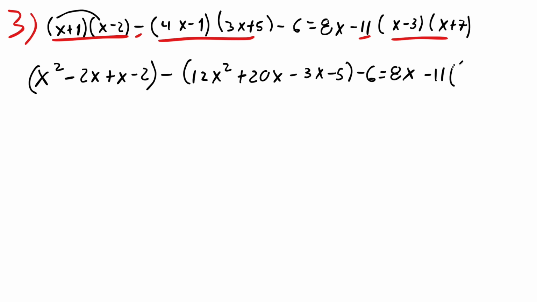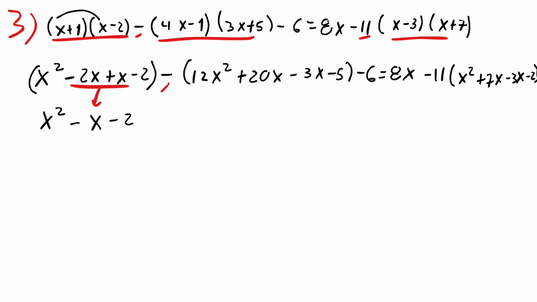But remember, another parenthesis. X to the power of 2 plus 7x minus 3x minus 21. You know why, right? Because x times x, x to the power of 2, x times 7, 7x, minus 3 times x, minus 3x, minus 3 times 7, minus 21. Perfect. Now we start to solve. X to the power of 2 minus x minus 2, right? Since minus 2x plus x would be minus x. Remember, this sign distributes the rest of the parentheses.